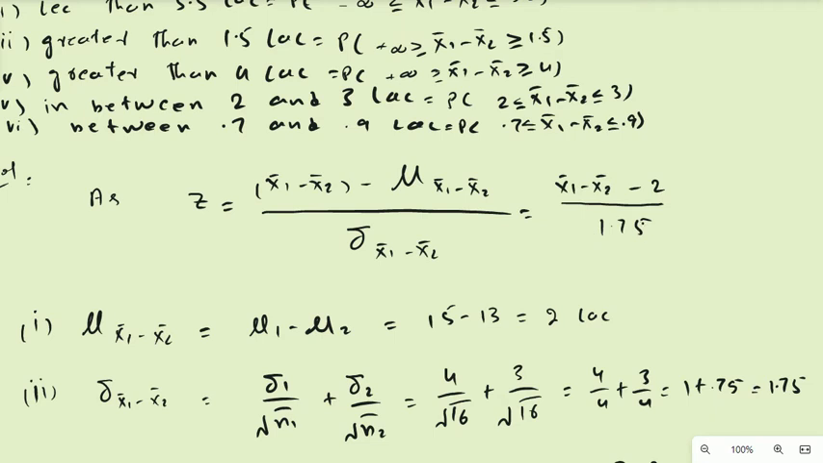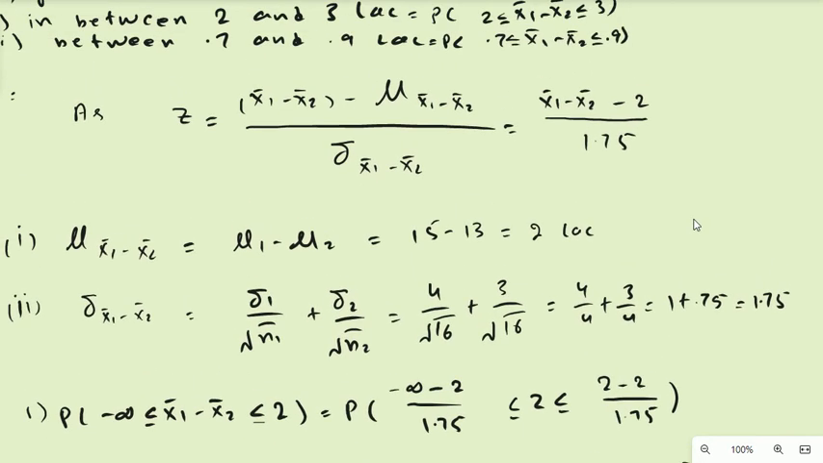Now, we can use this standardization equation to quantify these probabilities. How can we do that? Let us see. Starting from the first part, it is the probability that the difference between the average sales for the two restaurants for 16 days is less than 2 lakh. How can we standardize it?